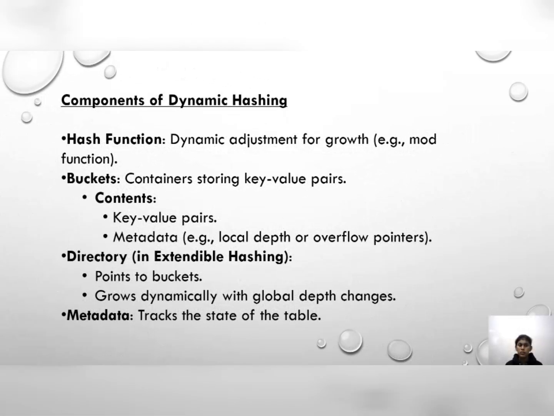Here are some of the components of dynamic hashing. Hash function, buckets, directory and metadata. The hash function helps in dynamic adjustment of the growth, buckets are containers storing key value pairs, and the directory points to the buckets, grows dynamically with global depth changes, and metadata tracks the state of the table.